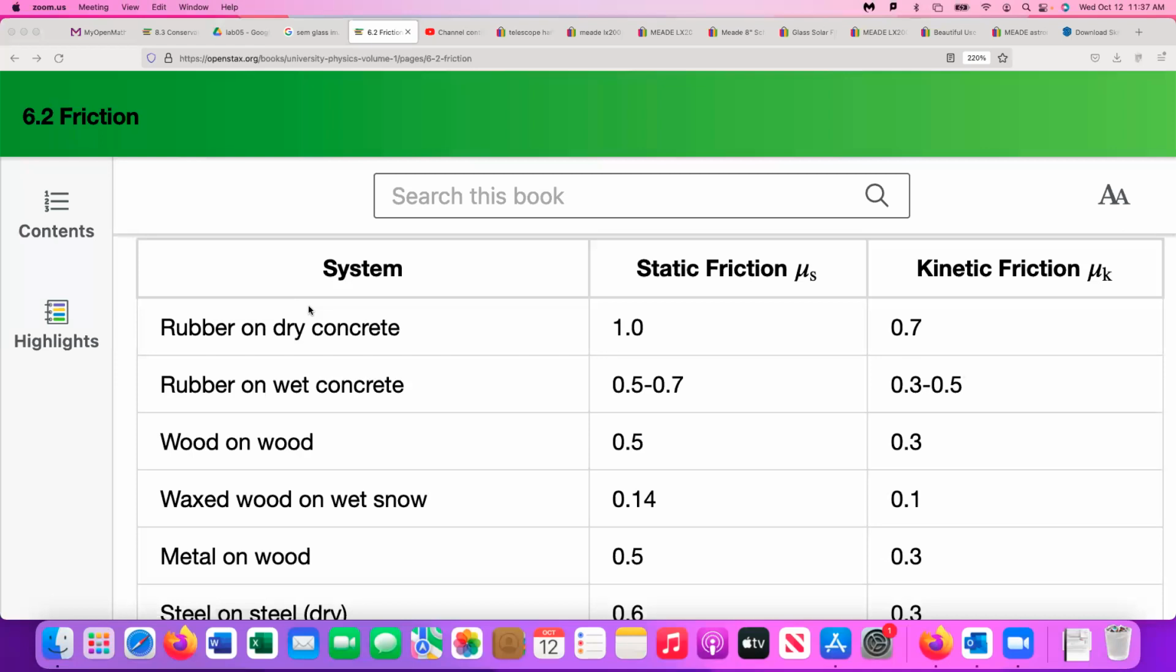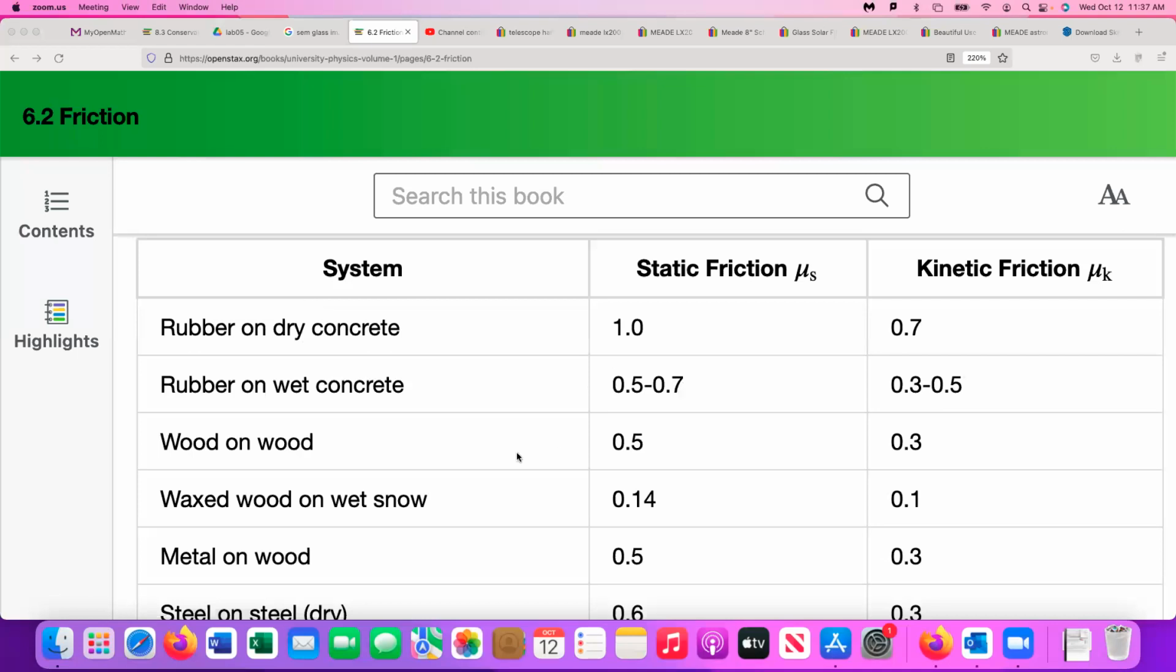That stuff, the natural rubber, does not stick as well to concrete, and so it actually has a lower coefficient of friction. Higher coefficients, they stick more. Lower coefficients, they stick less. You can see it on wet concrete, it sticks less, significantly less, right? And that's what we would expect, because when you're on wet concrete, you hit the brakes, your car tends to slide further if you lock up your brakes, right?